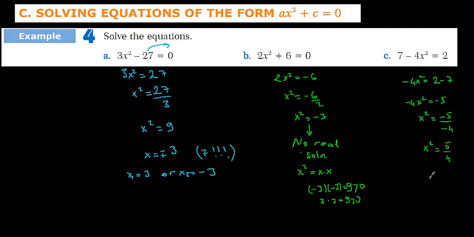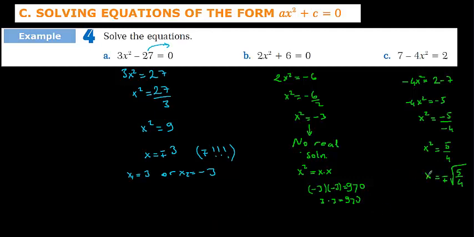Then if you get the square root of this expression, x is equal to plus or minus square root of 5 over 4. Then I can separate the radical expressions. Pardon, this is x, it's going to be x.